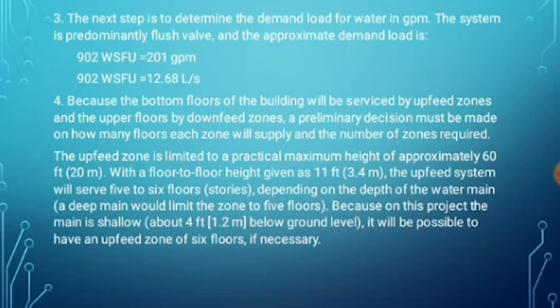Number 4, because the bottom floors of the building will be serviced by upfeed zones and the upper floors by downfeed zones, a preliminary decision must be made on how many floors each zone will supply and the number of zones required. The upfeed zone is limited to a practical maximum height of approximately 60 feet with a floor-to-floor height of 11 feet. The upfeed system will serve 5 to 6 floors, depending on the depth of the water main. Because on this project the main is shallow, it will be possible to have an upfeed zone of 6 floors if necessary.